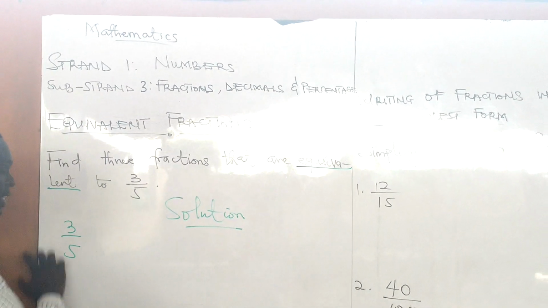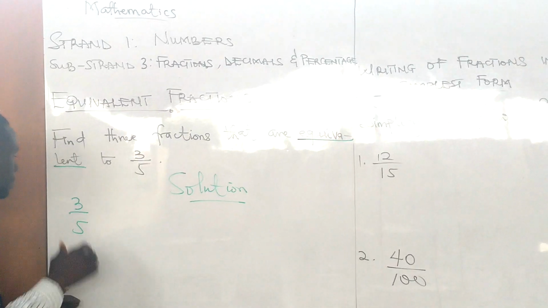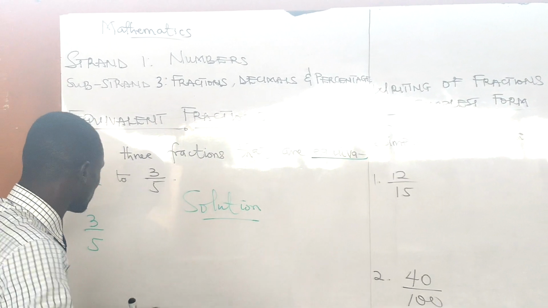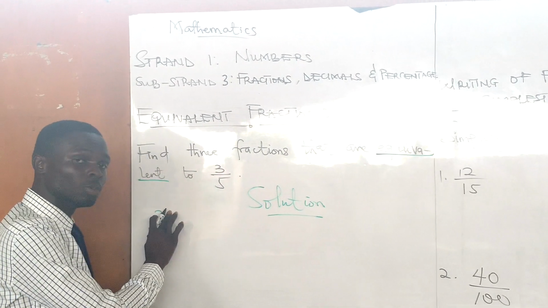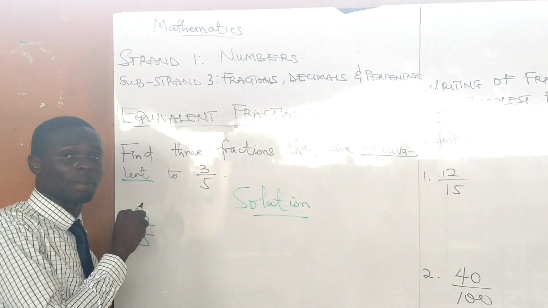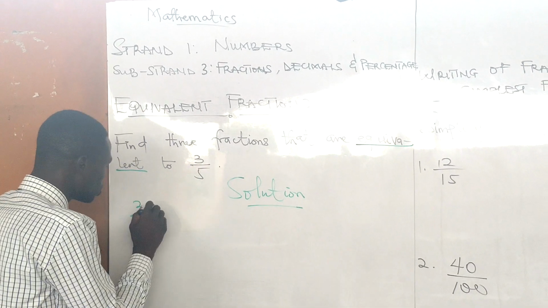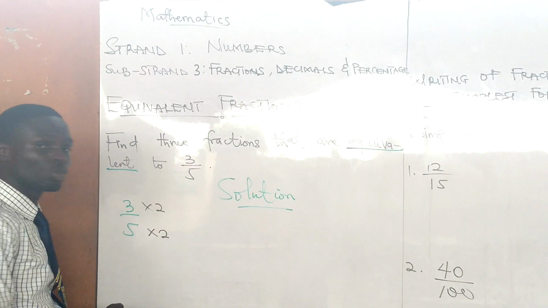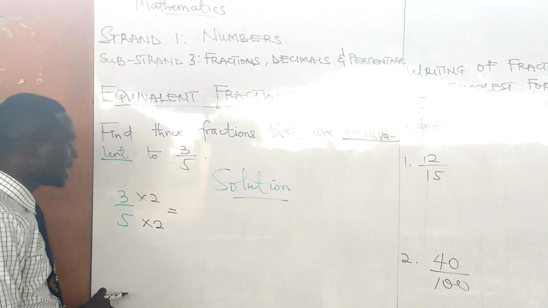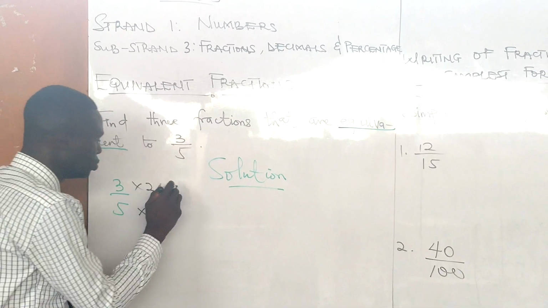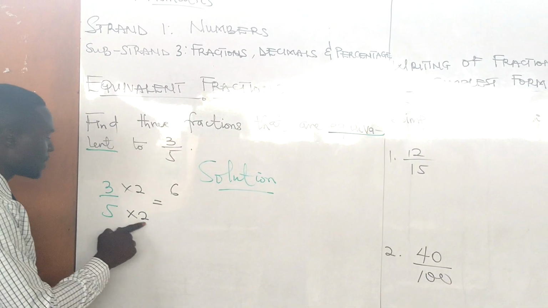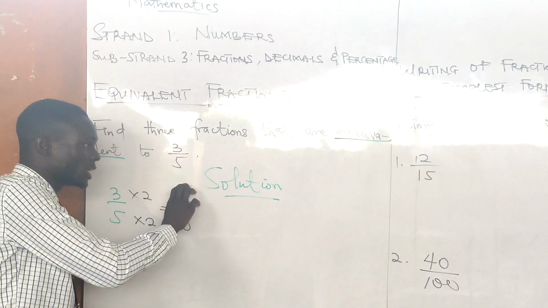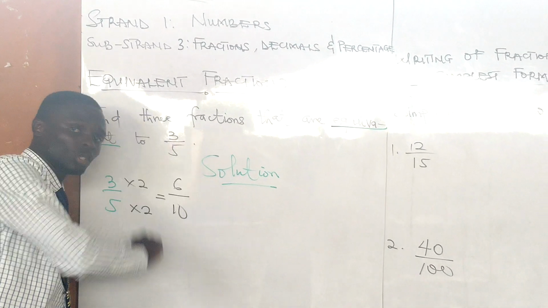So this being the fraction given, I want to multiply this by 2. I am finding the equivalent fraction. So you multiply the numerator by the selected number. I have selected 2. So you multiply this times 2 and also multiply this by 2. So what is going to be our answer? 3 times 2 is 6. 5 times 2 is also 10. So I have one fraction which is equivalent to this.